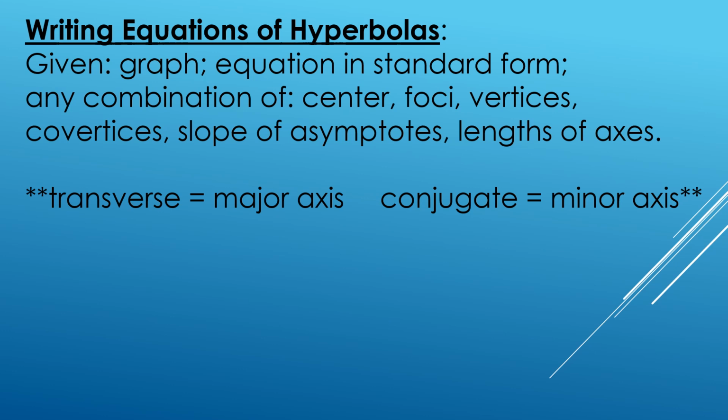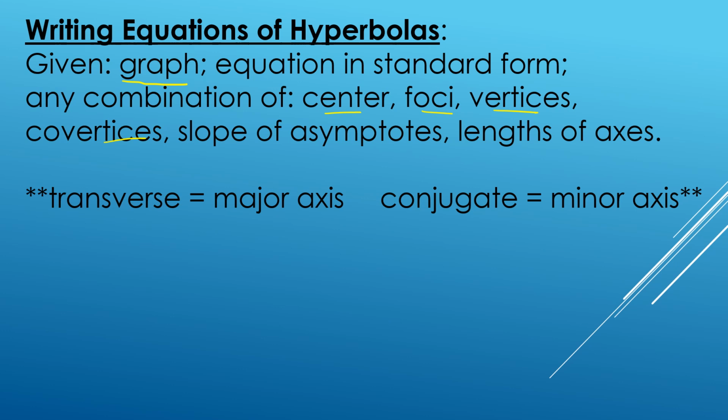All right, so some of the things that we could be told, we could just be given a graph, and that's actually kind of nice. The only thing you have to double check with the graph is maybe looking for the covertices. They're not always plotted, and sometimes that little rectangular box that we draw around to help us sketch our graph, sometimes that's a little bit tough to see, so be careful with that. You could be given the center, the foci, the vertices, covertices, slope of the asymptotes, and the lengths of either axes, and any combination of those.